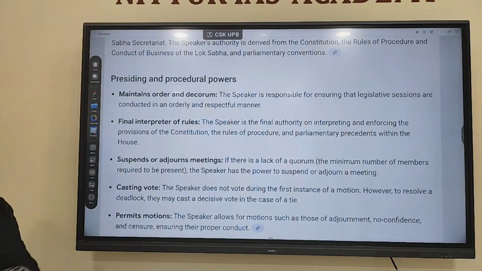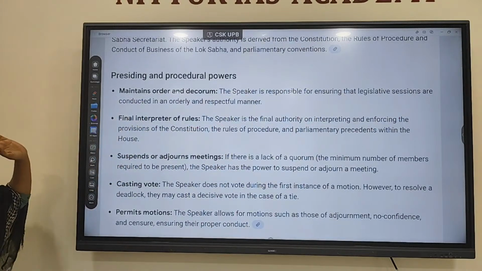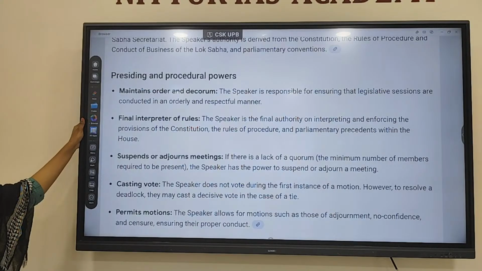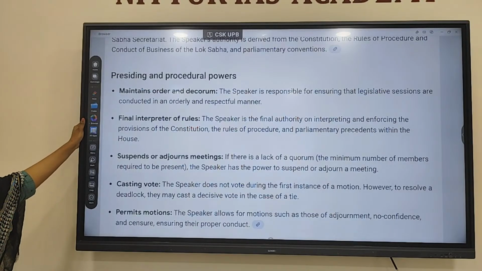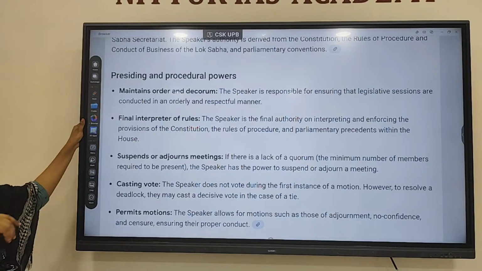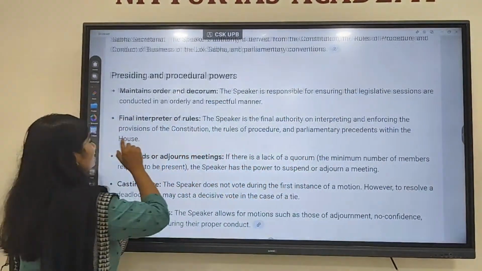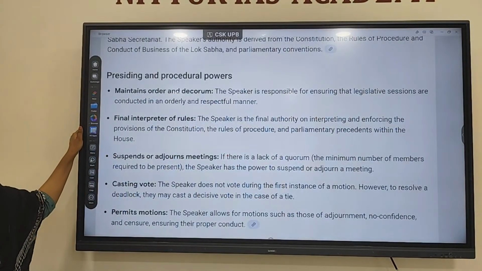Okay, and that is what is called maintaining the decorum. Next comes final interpreter of rules. Whatever the rules that they have mentioned in the constitution or else in the rules of procedure or in the parliamentary precedence with the house, that should be maintained by the Speaker.